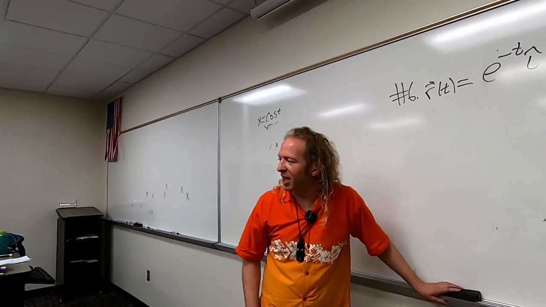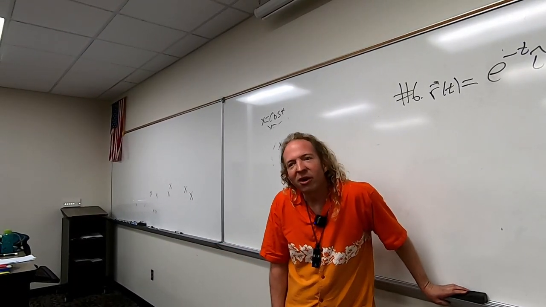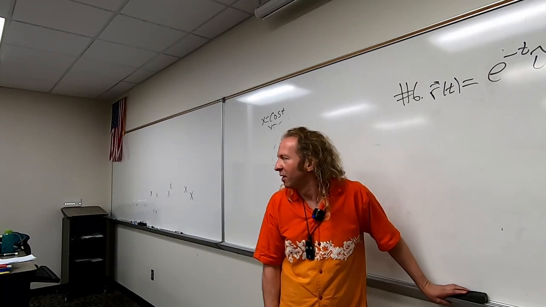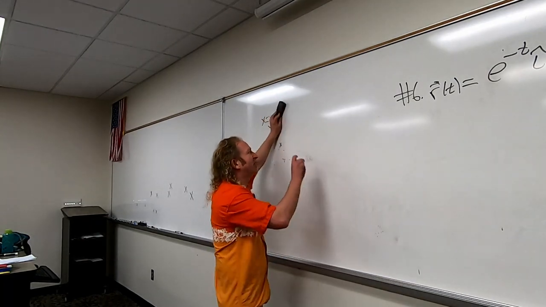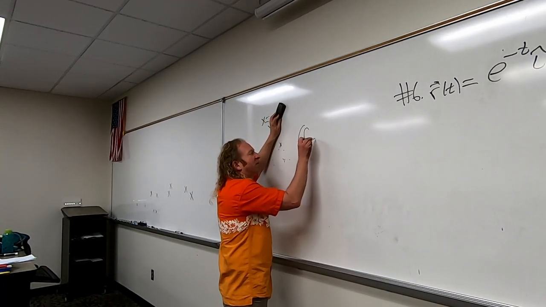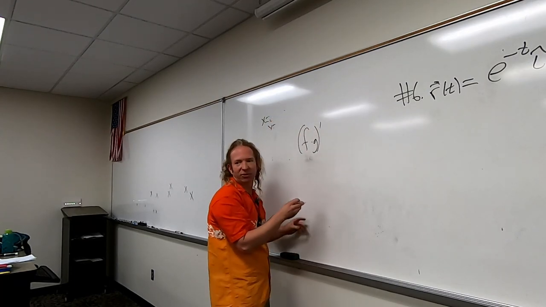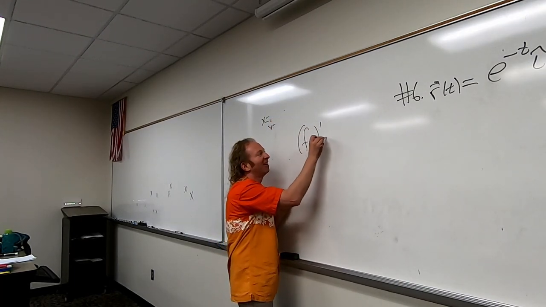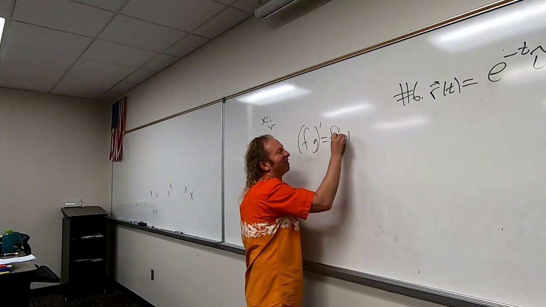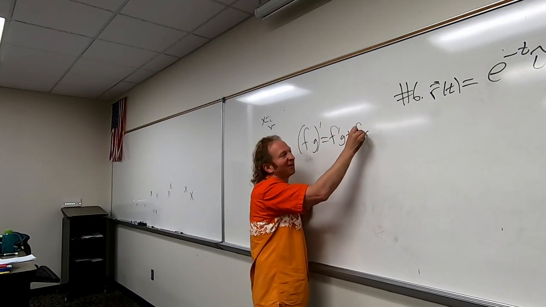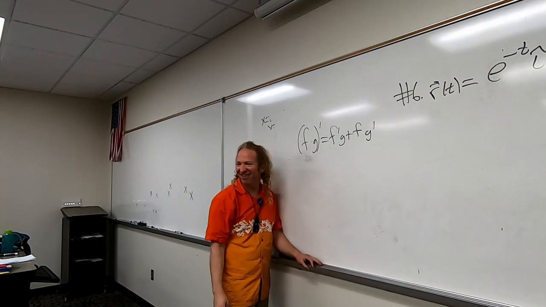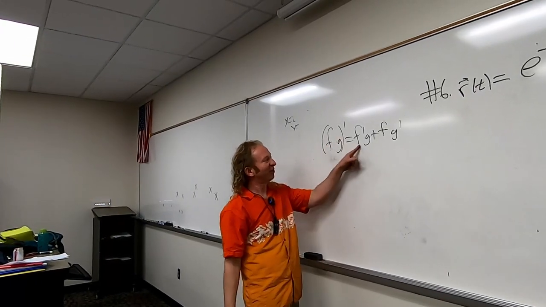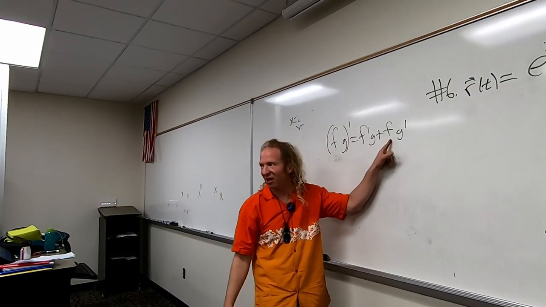The last one's kind of tricky. What do you have to do for that last derivative? Product rule. I'm going to refresh your memory on the product rule. If you have fg, it's the derivative of the first times the second plus the first times the derivative of the second.